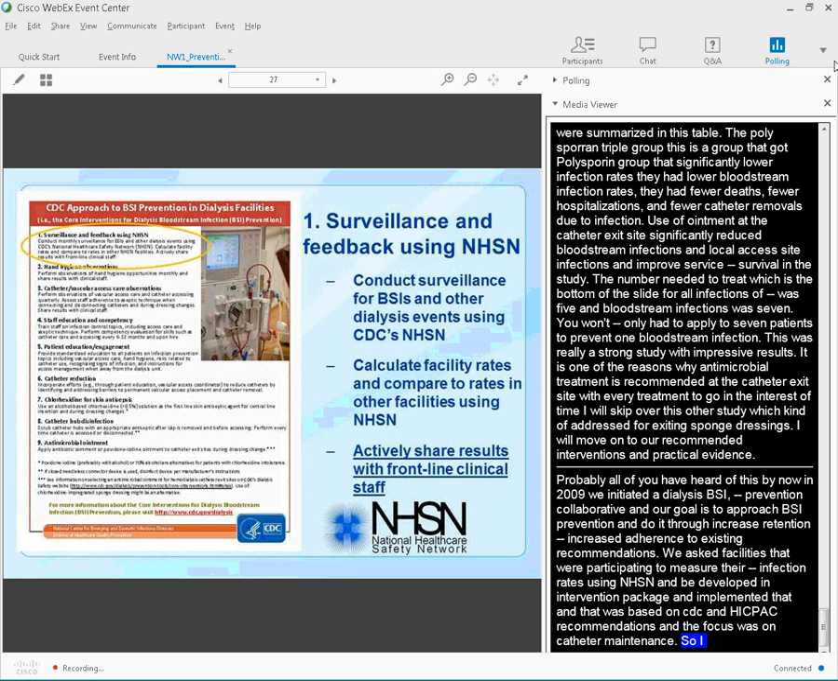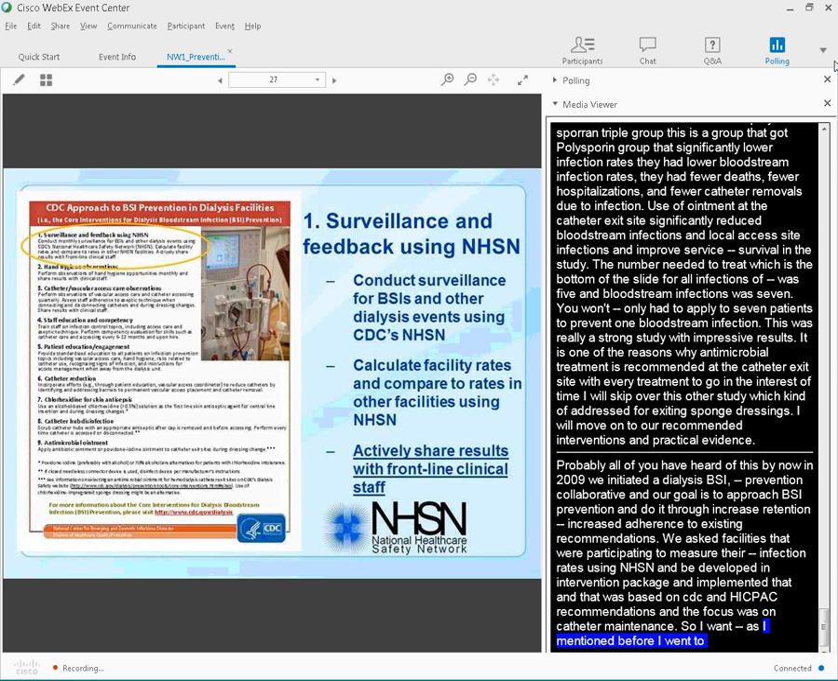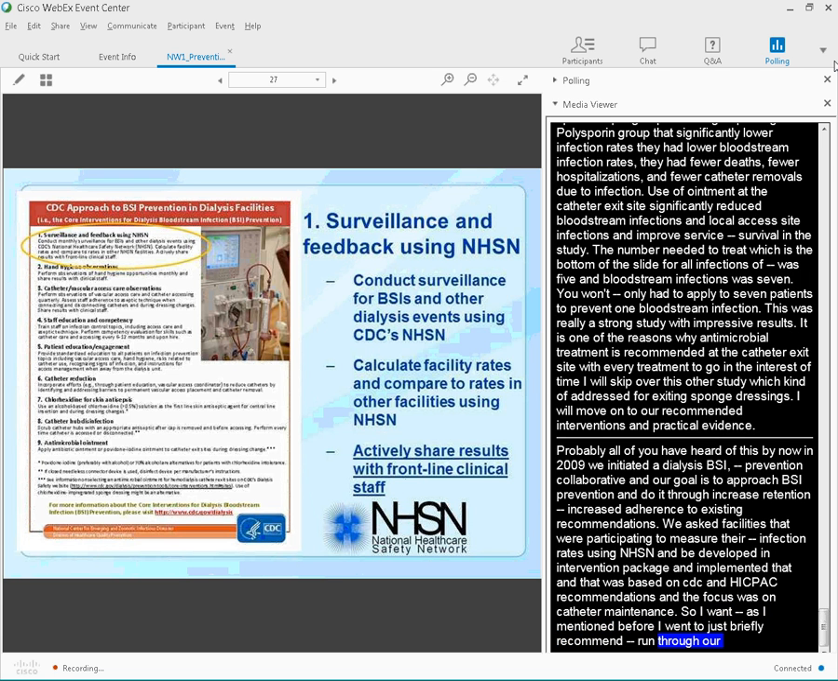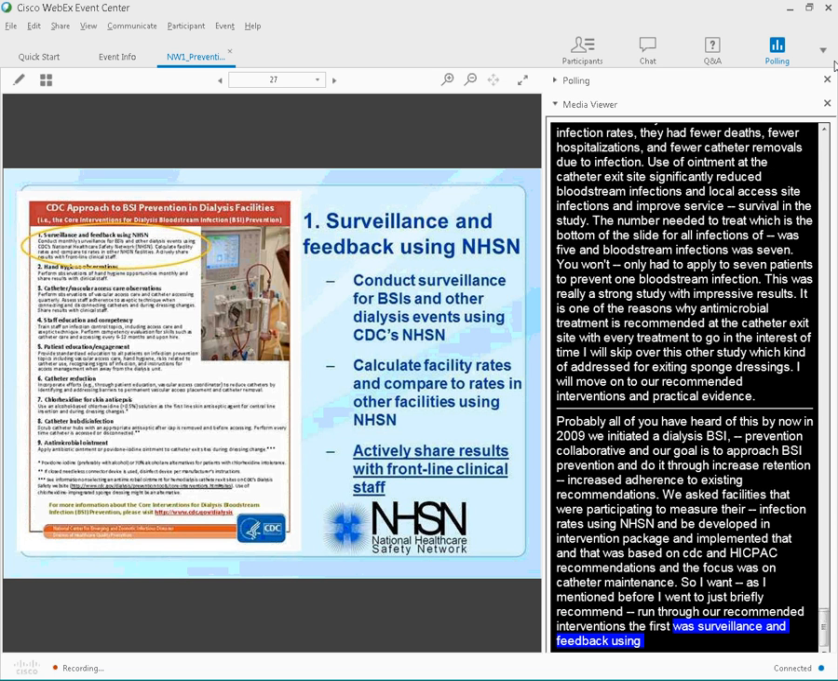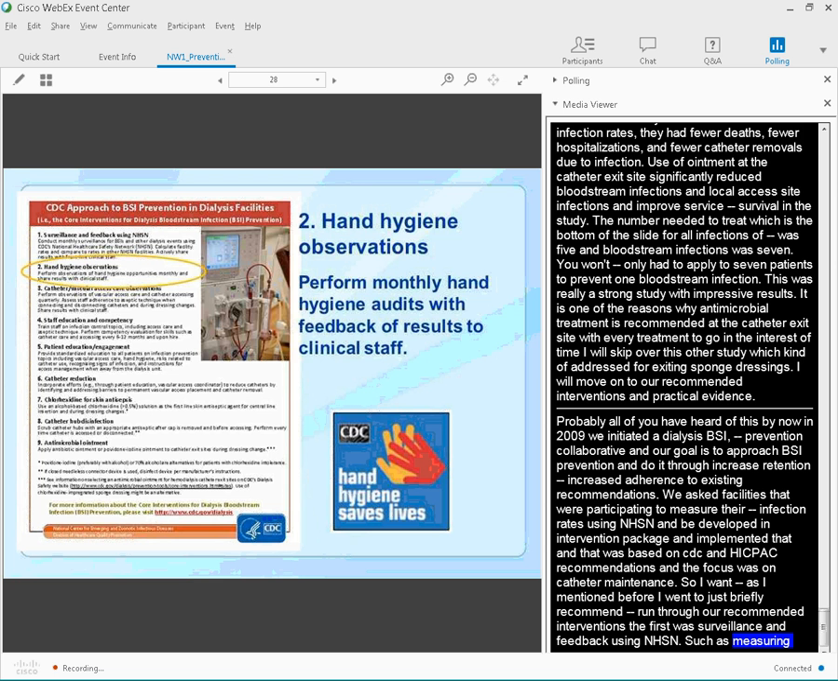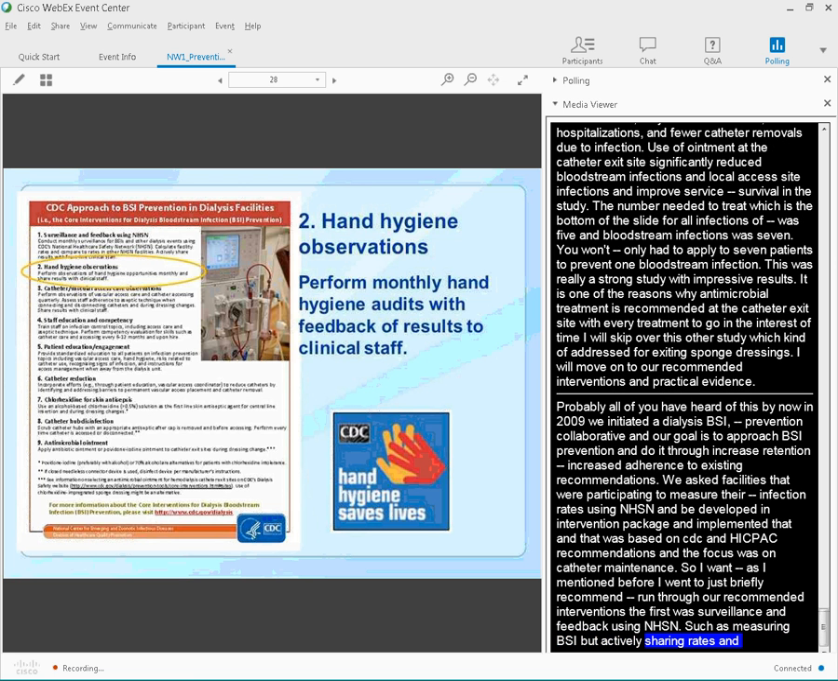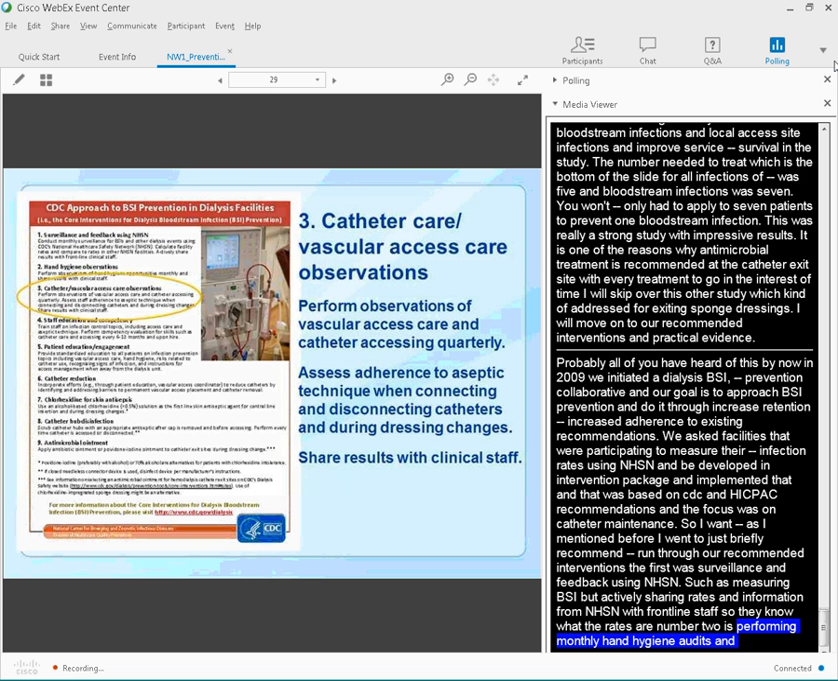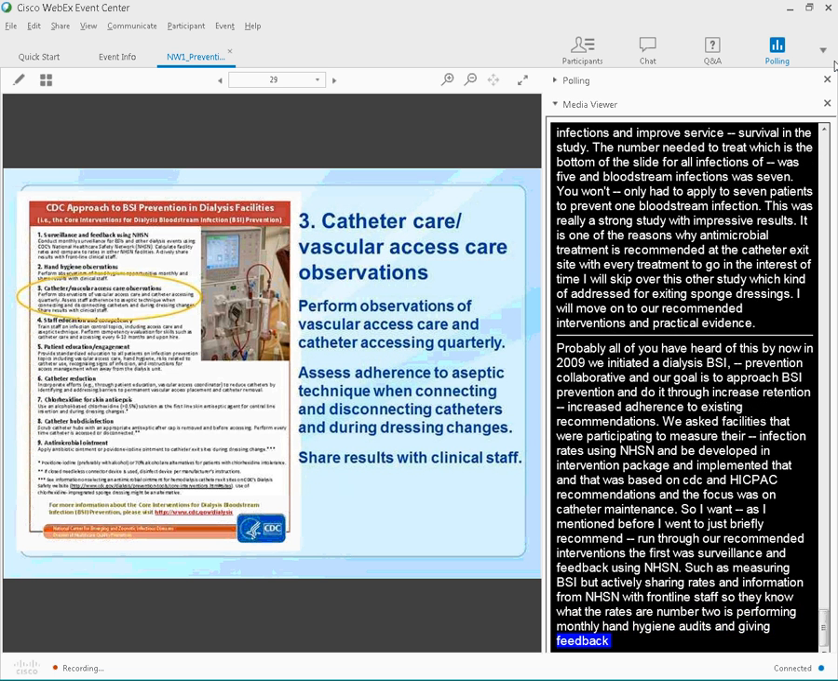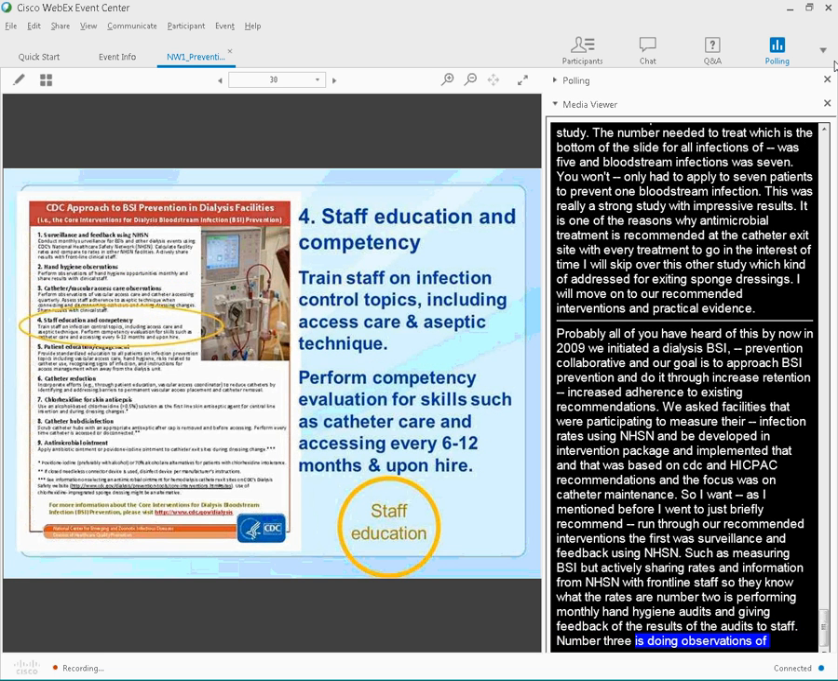The first is performing surveillance and feedback using NHSN. So not just measuring BSI and other dialysis events using NHSN, but actively sharing rates and information from NHSN with frontline staff so they know what the rates are. Number 2 is performing monthly hand hygiene audits and, again, giving feedback of the results of those audits to staff. Number 3 is doing observations of vascular access care and catheter care, at least quarterly, and then sharing that information with clinical staff so they know how they're doing.